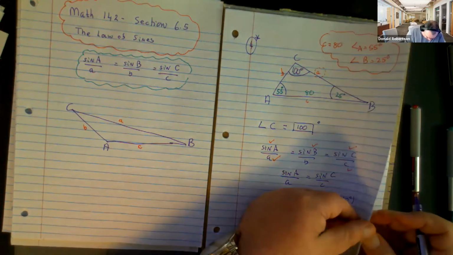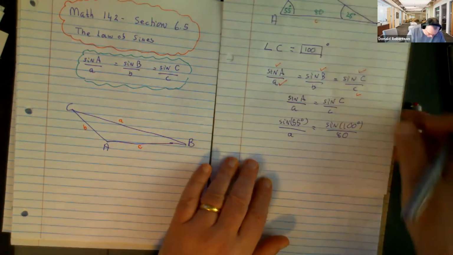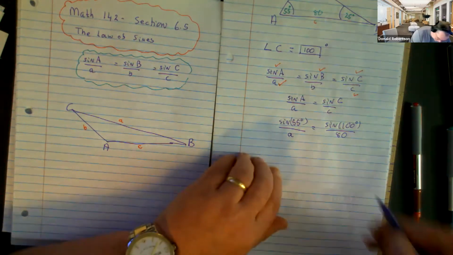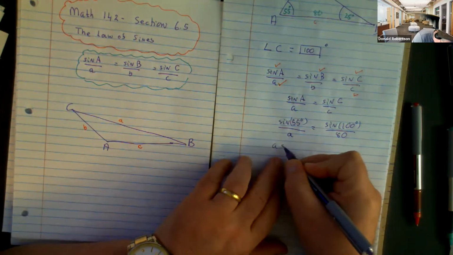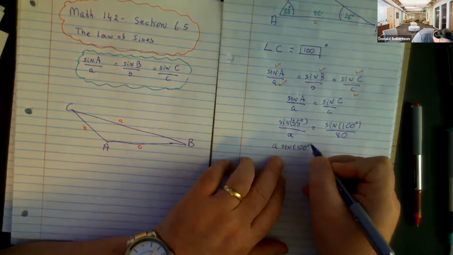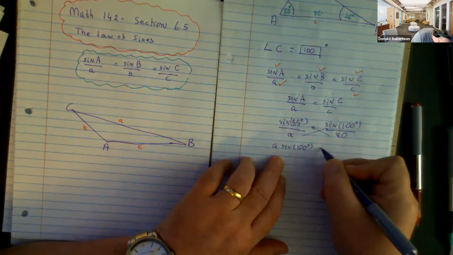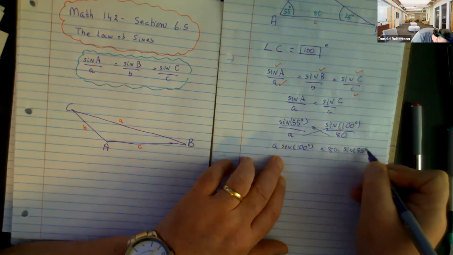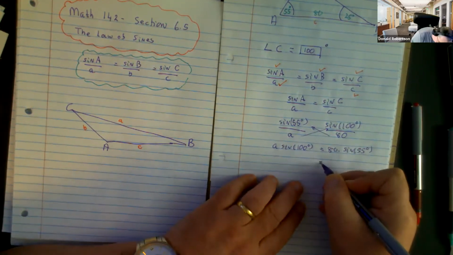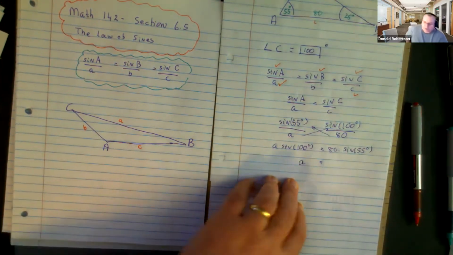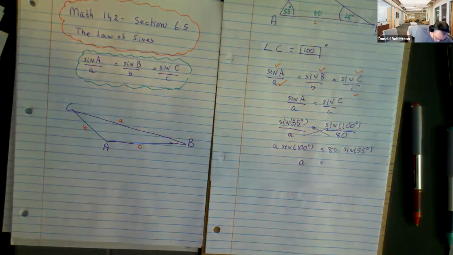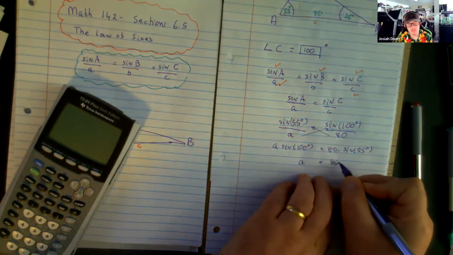In the few questions that we've done, have you noticed that you always end up with a fraction and you always cross multiply, right? So the calculations are going to look very similar. So cross multiply. A times the sine of 100 degrees is equal to 80 times the sine of 55 degrees. And that's pretty much guaranteed. So what do I do to both sides to find A? Divide both sides by sine of 100 degrees. I agree.